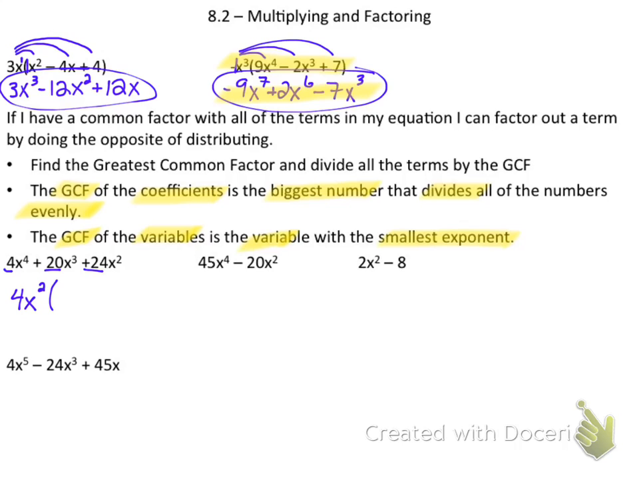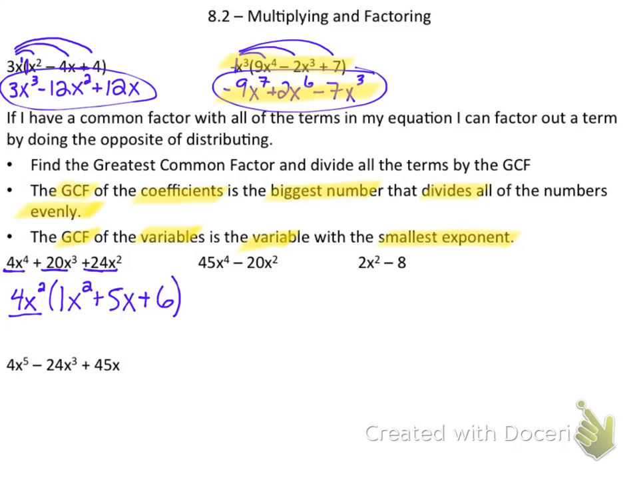Left on the inside, then, I take each one of these terms and I divide it by my GCF, which is 4x squared. So 4x to the fourth divided by 4x squared. 4 divided by 4 gives me 1. X to the fourth divided by x squared gives me x squared. 20 divided by 4 gives me 5. X to the third divided by x squared gives me x to the first. And then 24 divided by 4 gives me 6. X squared divided by x squared gives me 1. It cancels out, and so I'm left with no x's. And so this is my final answer in factored form.